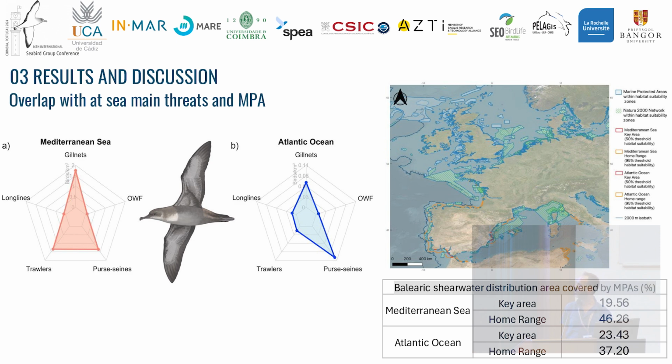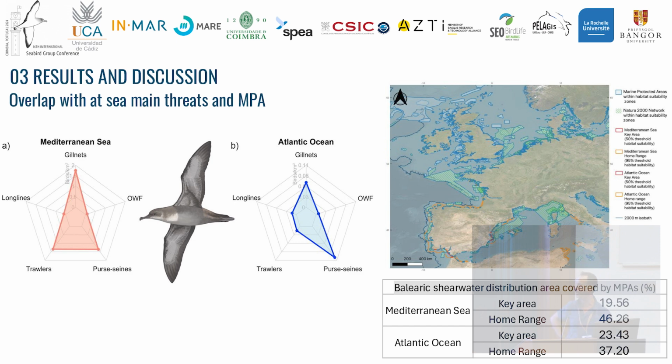When we overlap the main areas with the main threats, we see that fisheries are the most important: gillnets, purse seines, and trawlers in the Mediterranean, and gillnets and purse seines in the Atlantic. We didn't analyze the traditional artisanal longline fisheries, which are known to cause very dramatic mortality events in the Mediterranean. But those small vessels don't have AIS, the Automatic Identification System, so that information is not available to analyze.